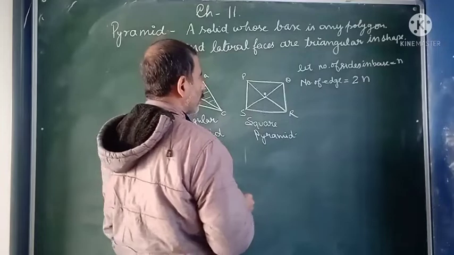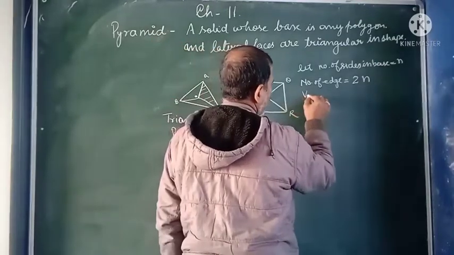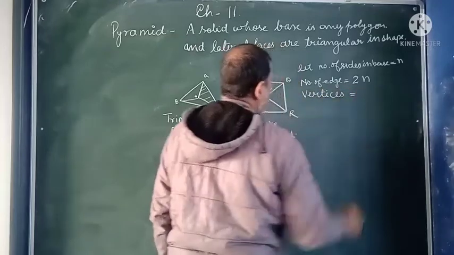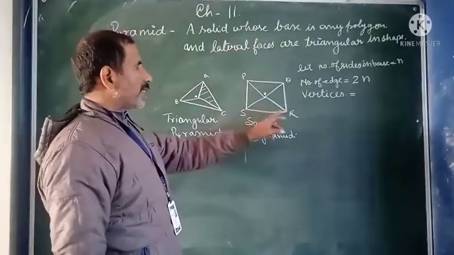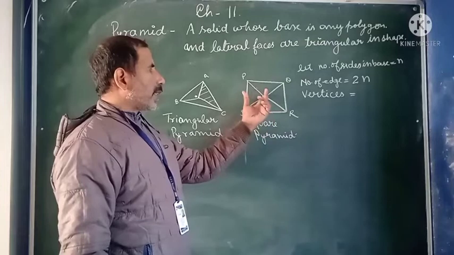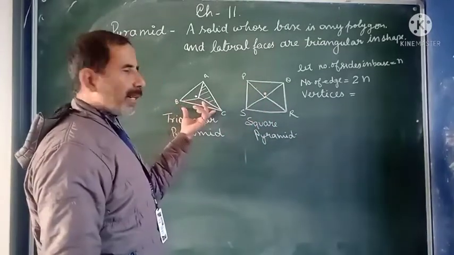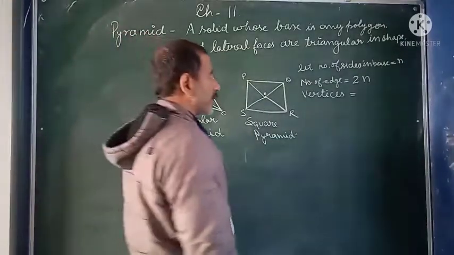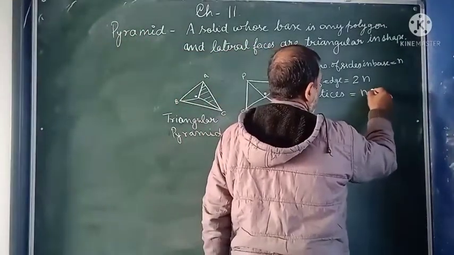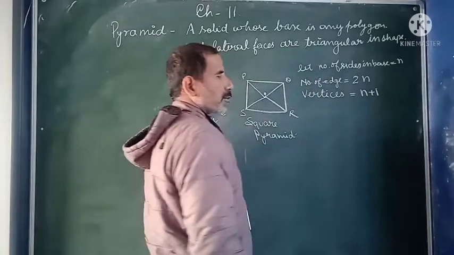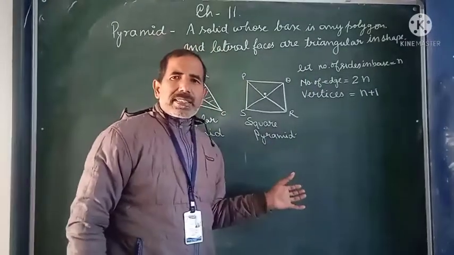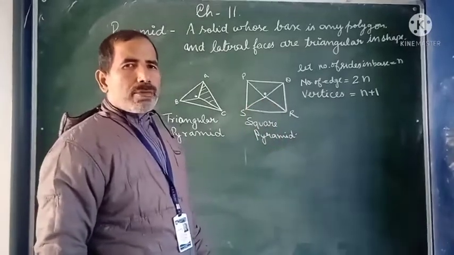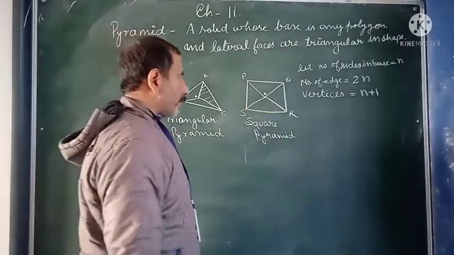The same way you can find the vertices. In the square pyramid there are 5 vertices, and in the triangular pyramid there are 4 vertices. So one more than the number of sides. So this will be n plus 1. So you add 1 to the number of sides in the base, and you will get the number of vertices in the pyramid.